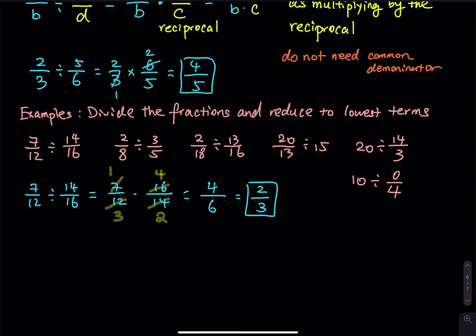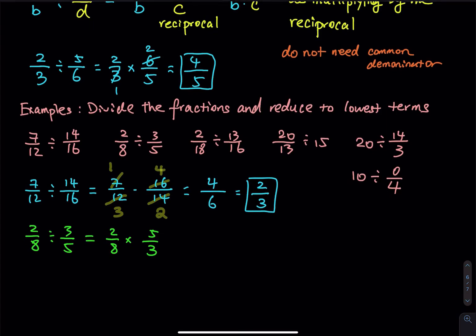Next problem. You have 2 over 8 divided by 3 over 5. So that is 2 over 8 multiplied by 5 over 3. Can we reduce them? The 2 and 8. 2 divided by 2 is 1, 8 divided by 2 is 4. And then 1 times 5, 4 times 3. And then that is done.